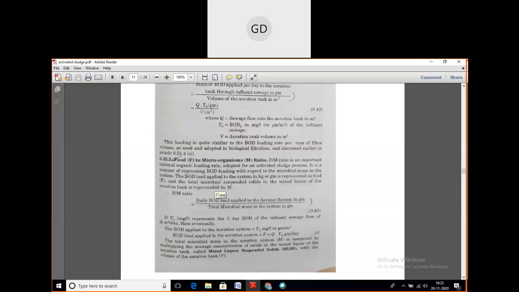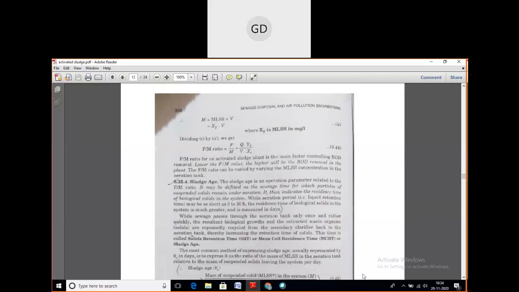So this F by M ratio tells you about the BOD loading with regard to the microbial mass in the system. This is your formula: daily BOD load applied to the aerator system in gram divided by total microbial mass in the system in gram. This formula you have to remember. We will not do any numerical related to this, but later, if there is a physical exam, there might be some short notes regarding the food to microorganism ratio or the design considerations of the activated sludge process.